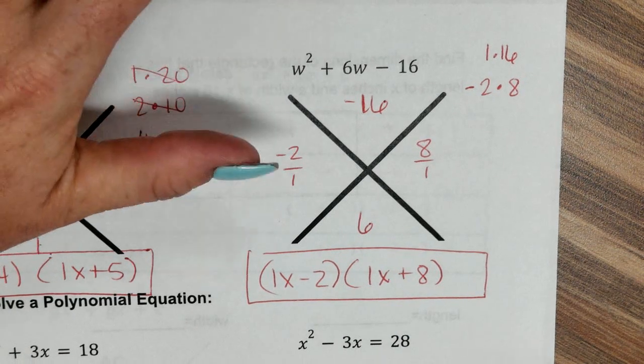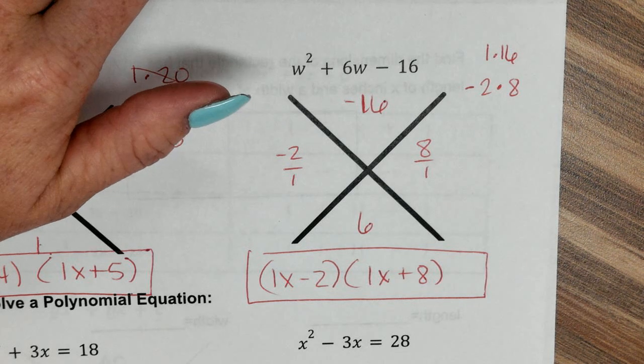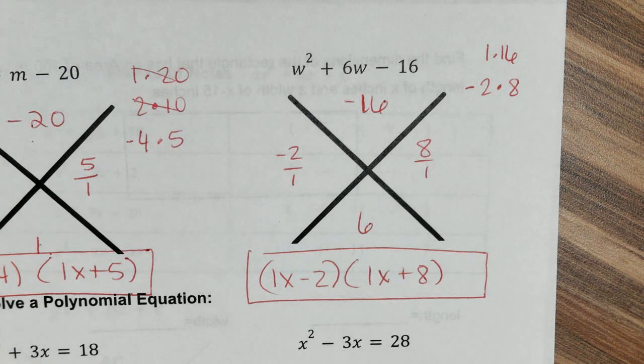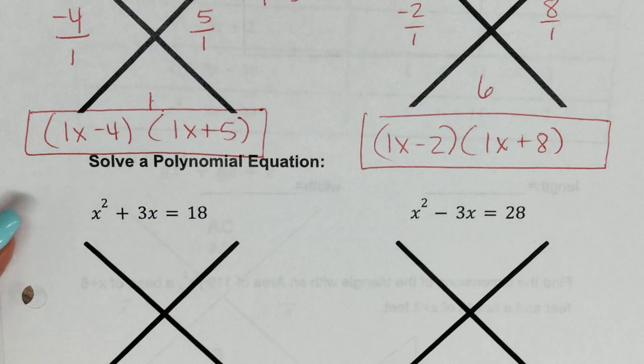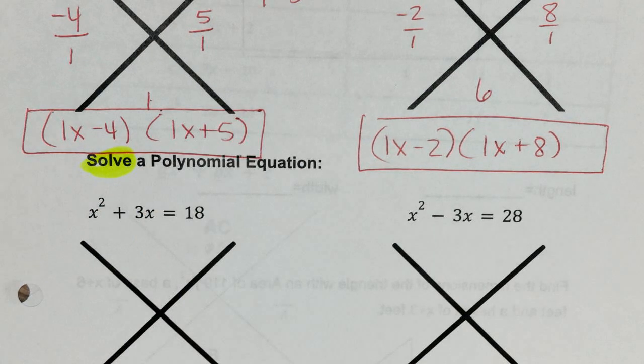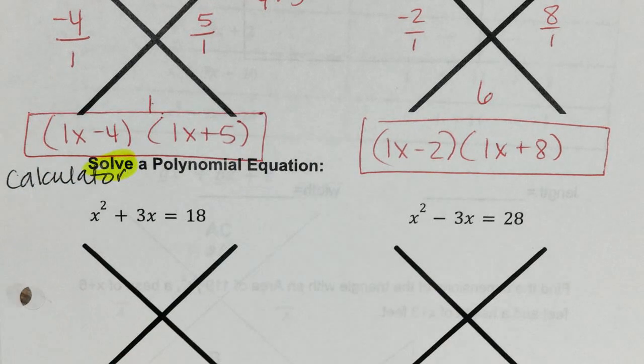How did we do? Good? If you are not sure of yourself, you should be checking your answers by doing FOIL. Okay? Now, the last part, on your assignment, if it says solve, you are absolutely allowed to solve in your calculator. So, write that down. I am fine with you using it, but I am going to teach you, of course, how to do them by hand.